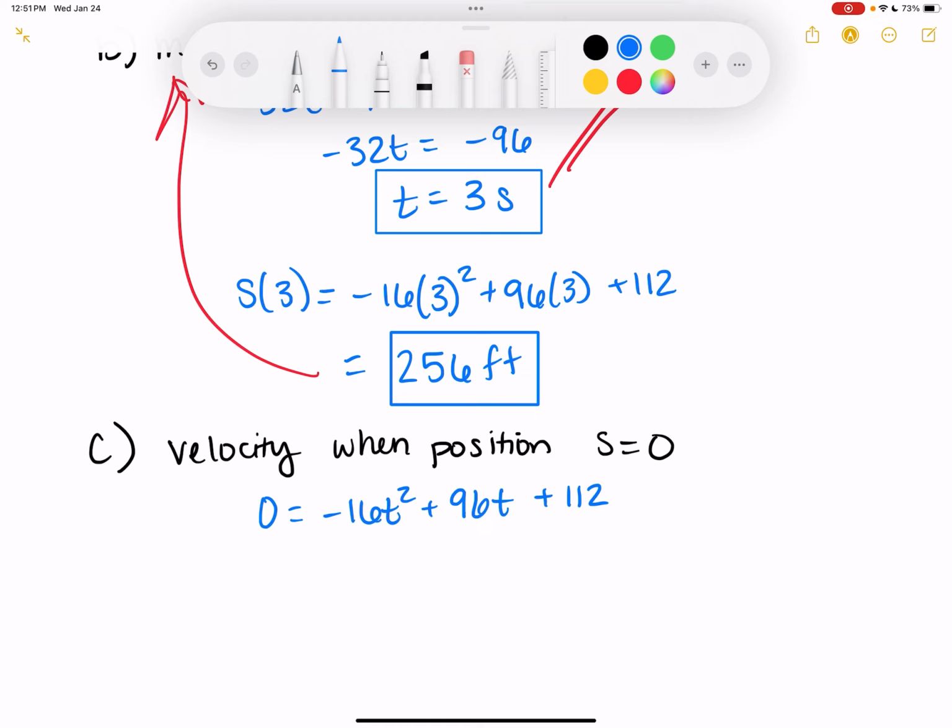All right, so how do I solve this for t? Well, we should take something out. If something can come out, I would take it out.